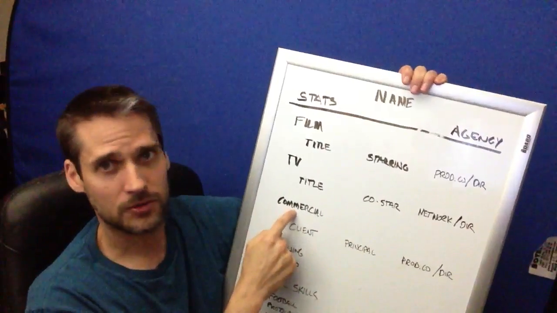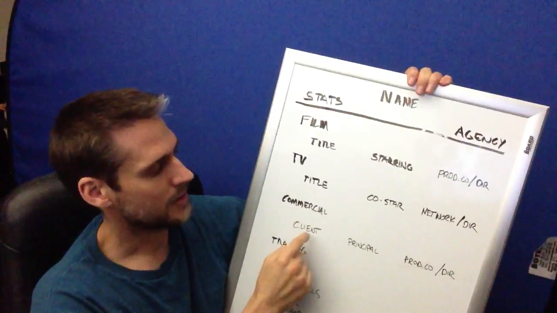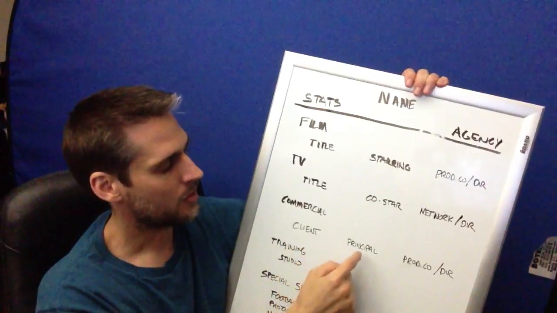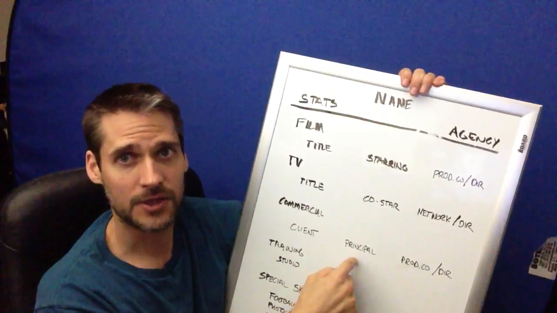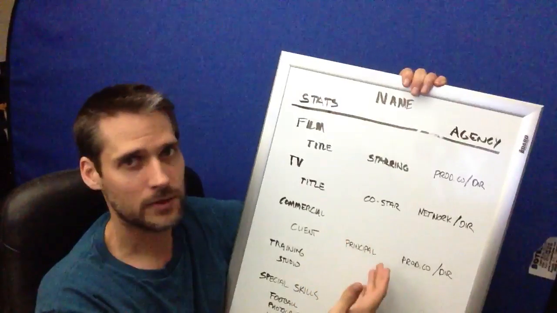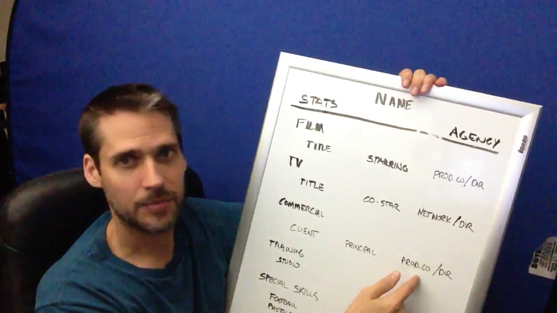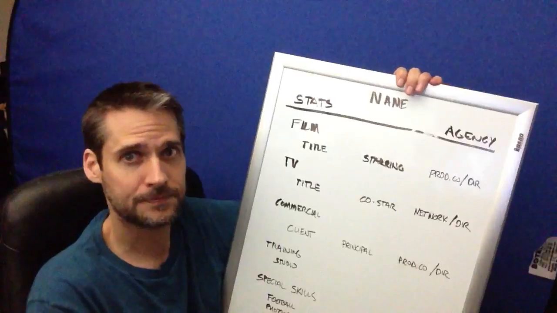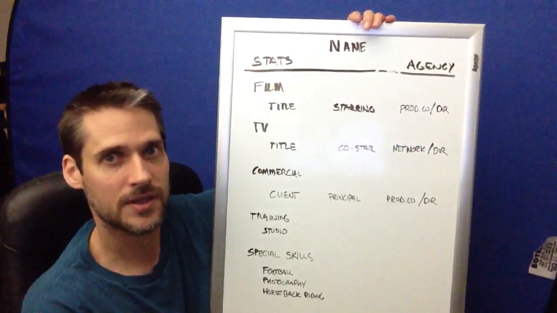Then I like to do commercial below that. I'll list the client, whether I was a principal or had a voice on camera or whatever it was. Again, the production company and the director. Let me lift that up so you can see that there.